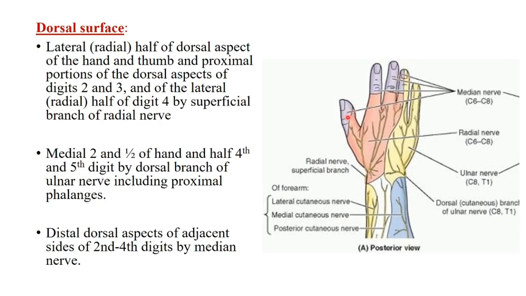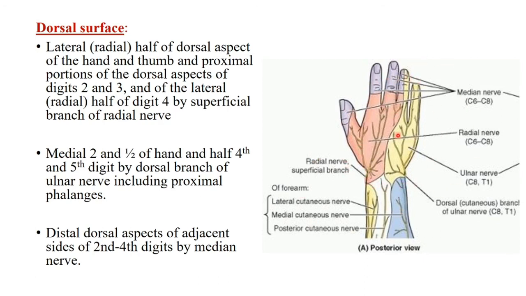Then the distal portions of the first, second, third and half of the fourth digit, dorsal aspect, are supplied by the median nerve. So the dorsal aspect of the second, third and half of the fourth are supplied by the median nerve. So this is about the sensory supply on the dorsal aspect of the hand.